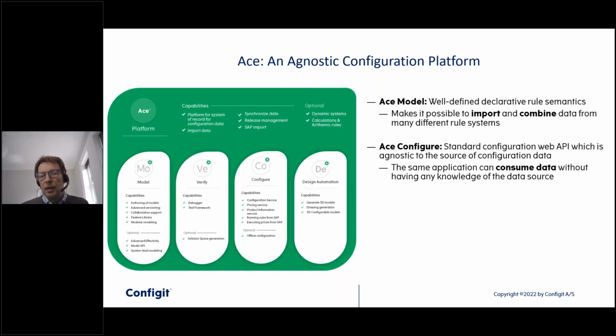And the cool thing here is that the consuming applications wouldn't know what source they came from. So the API, whether it's an SAP configuration model, whether it's a Configit configuration model, whether it's a legacy configuration model, the API is exactly the same. And the same application can be used to configure all 3 different configuration models, and the application wouldn't know the difference.